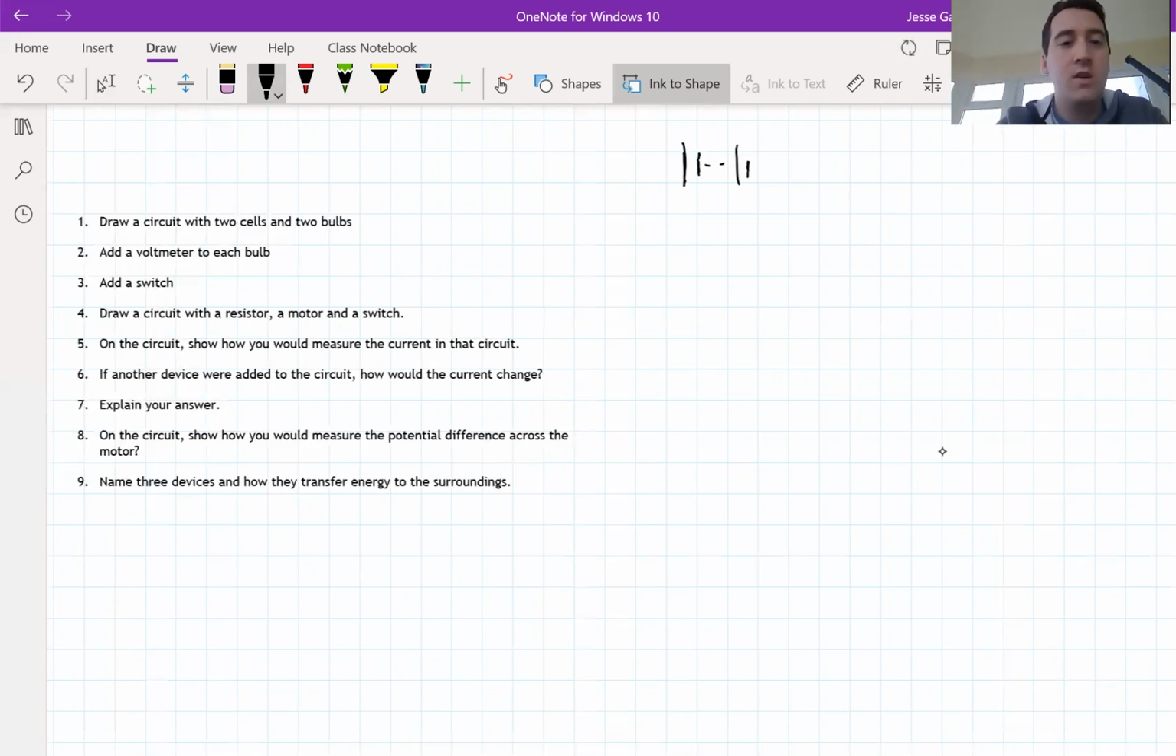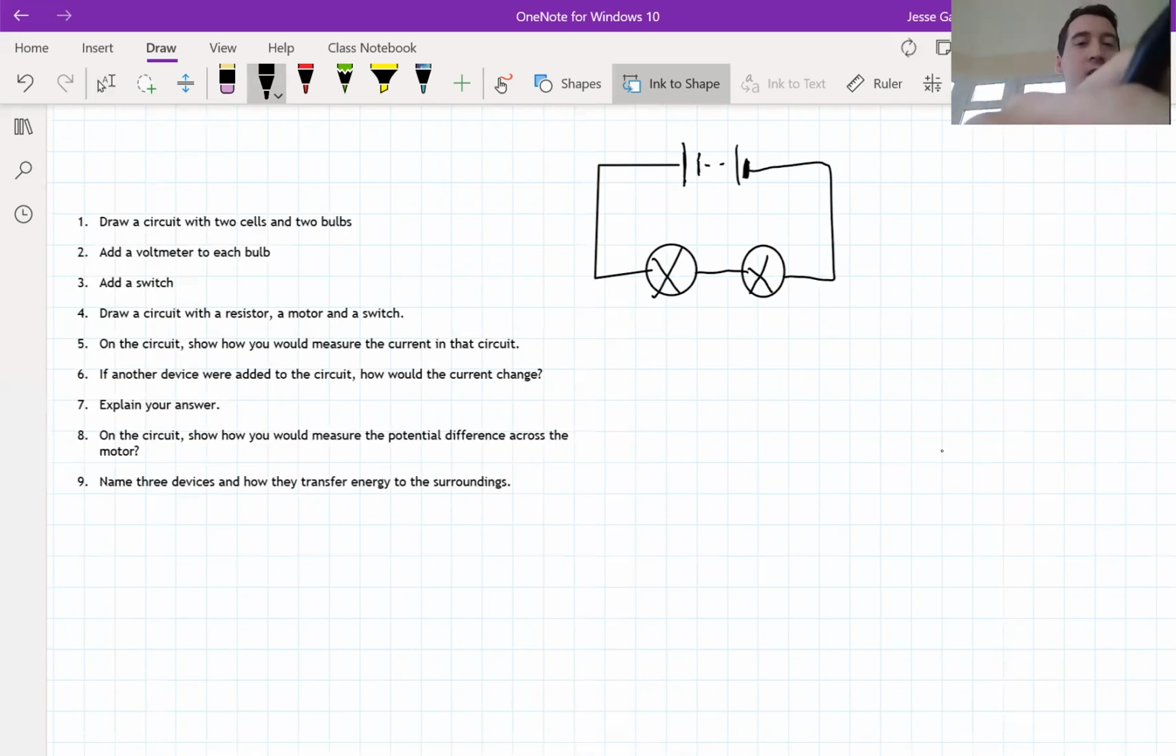All right, so we've got 2 cells. Here they are. And I've got my wires and I've got 2 bulbs. So here's bulb 1, here's bulb 2, and connect them back around. So that's what you should have got. Well done if you drew that, good.